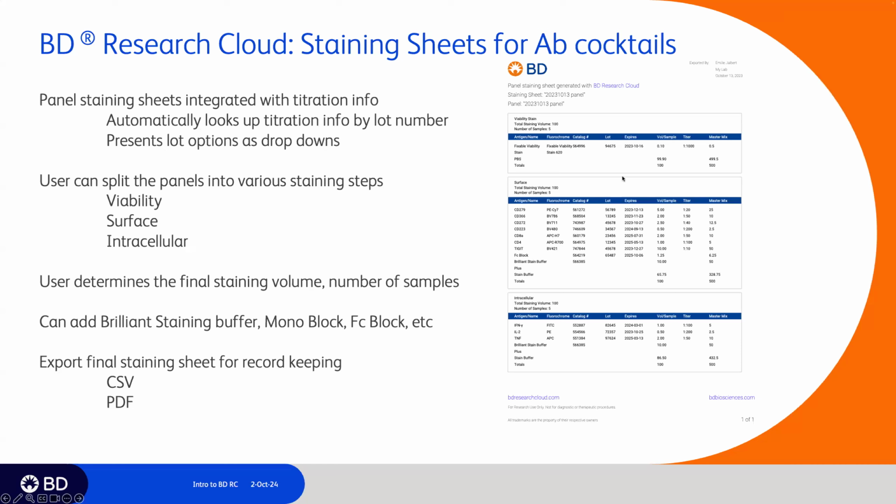You tell it how many samples you're planning to stain and the final volume, and it'll create all the calculations for you. So if you have multiple lots in your inventory, you just use the drop down and select which lot you're staining with that day, and then you can export the final sheet or print it out for record keeping. You can also add additional reagents for the staining, such as Brilliant Stain Buffer, Monocyte Block, FC Block, and so on.